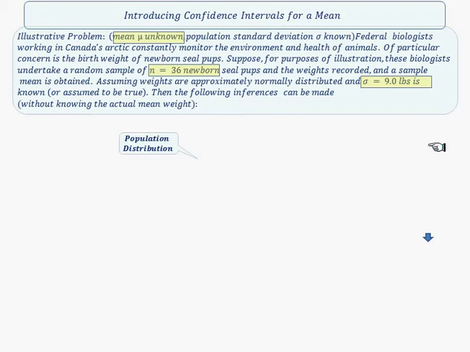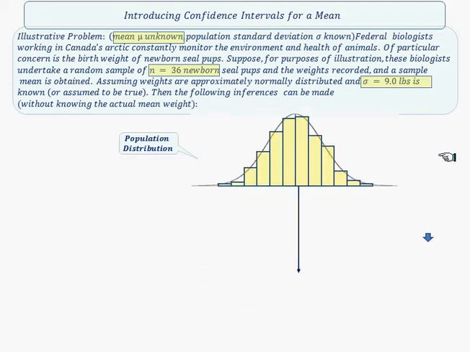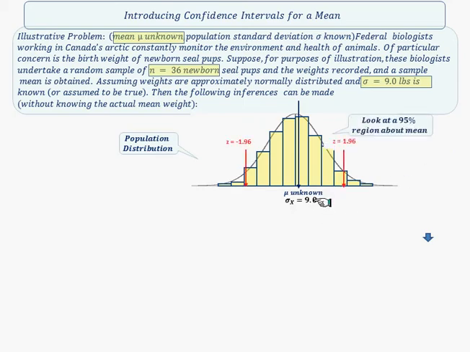So we're looking at the population distribution. See it coming on the screen here now. The population distribution has an unknown mean, sigma is 9, and a confidence interval dictated by a z-score plus or minus 1.96 times the standard deviation gives rise to the notion that 95% of the x values, the single values, fall within plus or minus 17.64 units of the population mean.